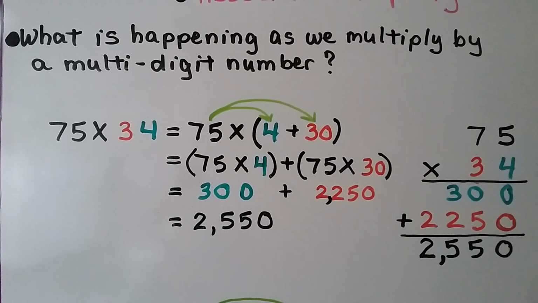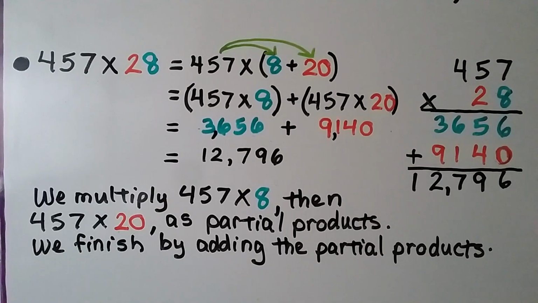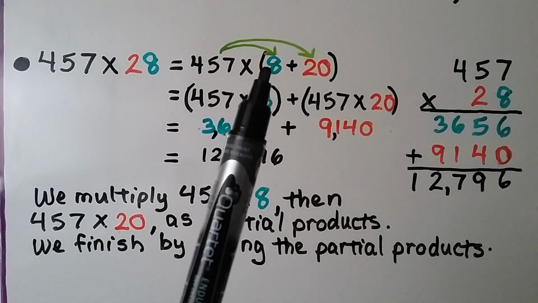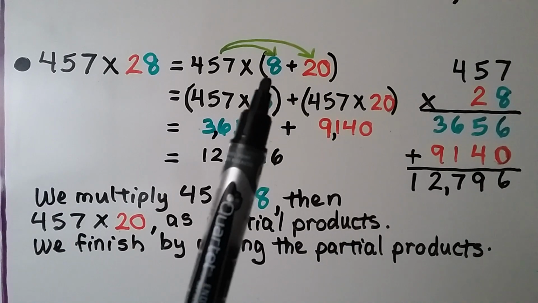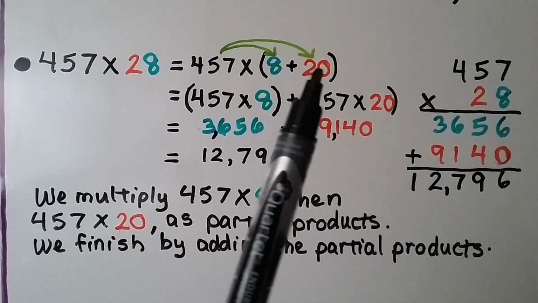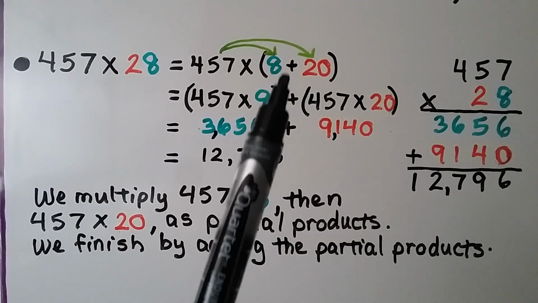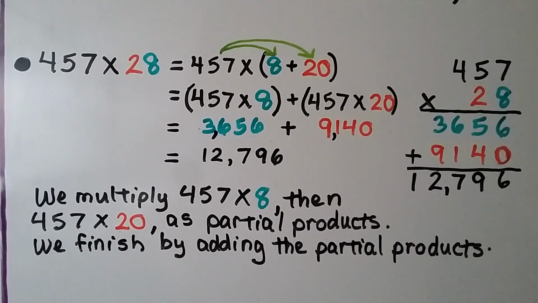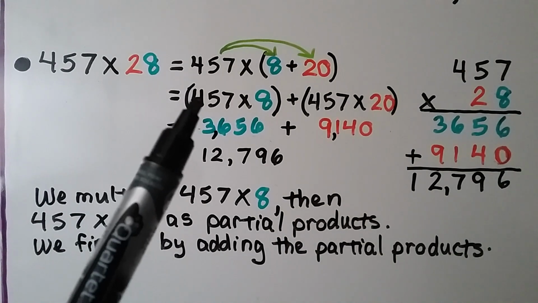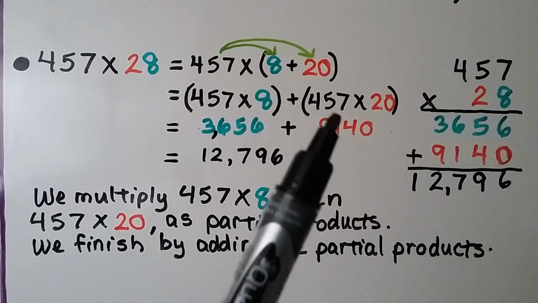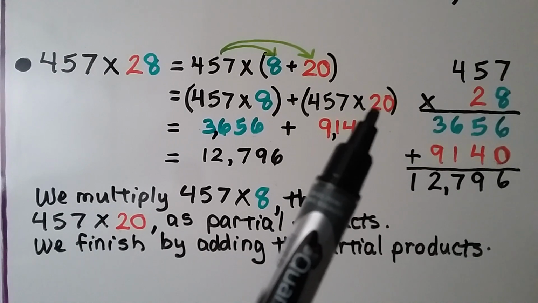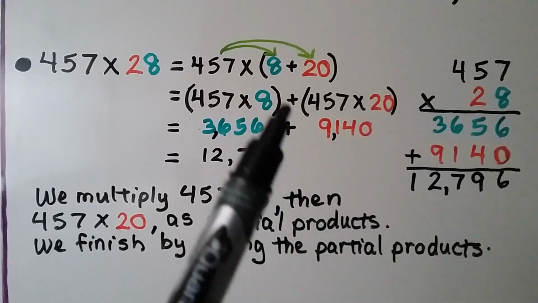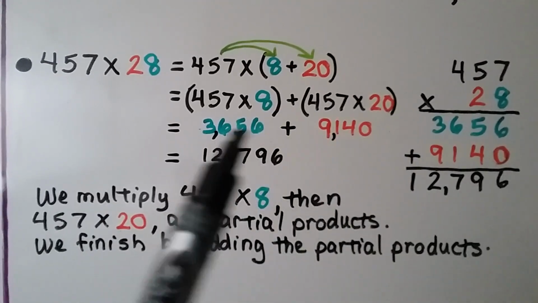So let's try this again with a larger amount. Now we have 457 times 28. We're going to break apart the 28 as an 8 plus 20. Now if you notice, I've got the ones place first when I broke it apart into addends. That's because we multiply the ones place first when they're stacked. We start in the ones place. So we're multiplying 457 times 8 and 457 times 20, because there's a 2 in the tens place, and we're going to add these two partial products together.